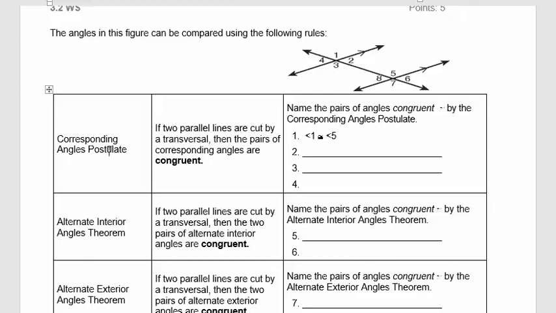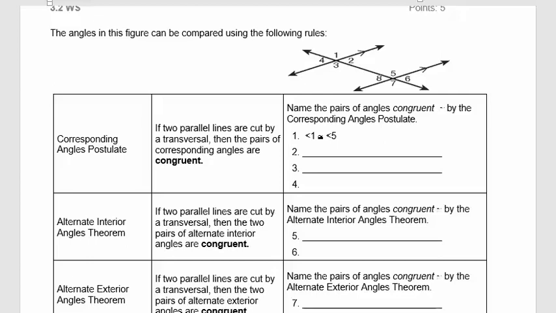So the corresponding angles postulate says that if two parallel lines, which we have marked with these arrows, are cut by a transversal, then the pairs of corresponding angles are congruent. Now, if you need to review what corresponding angles are, you should look back at Chapter 3, Section 1, which is where we learned about corresponding angles.